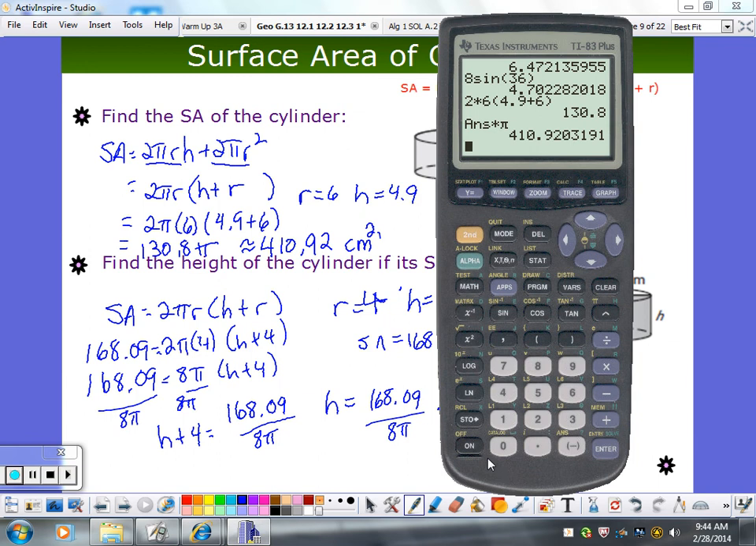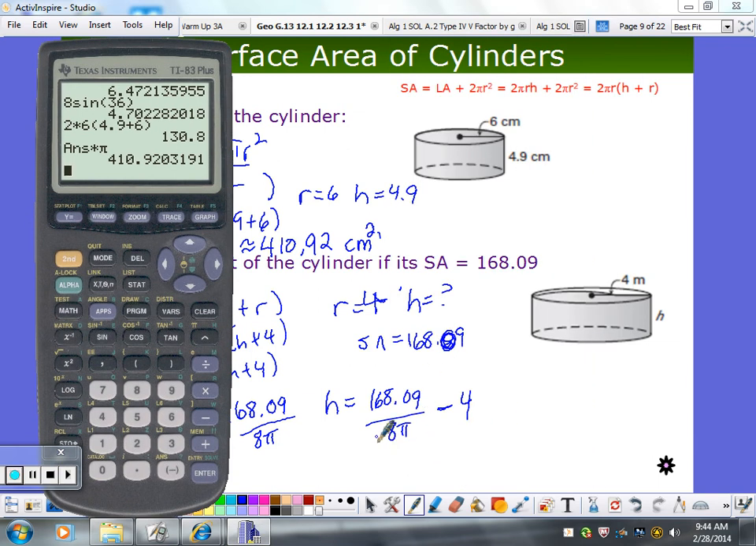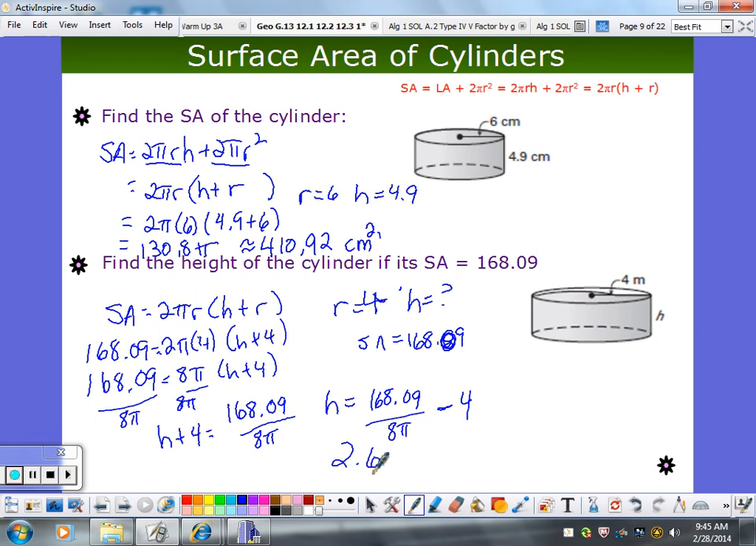So what I would do now is solve it for h, what I want to find. I haven't done any calculations yet with the calculator. And then I'm going to put it into the calculator as best I can in one go. So this is 168.09 divided by 8 pi. Okay, that whole thing minus 4. And I'm getting 2.23, blah, blah, blah. Now you round. If it doesn't say how to round, round to the nearest hundredth. So what does this become? 2.69. And then what's my unit?